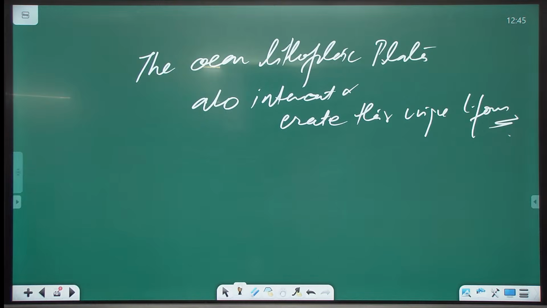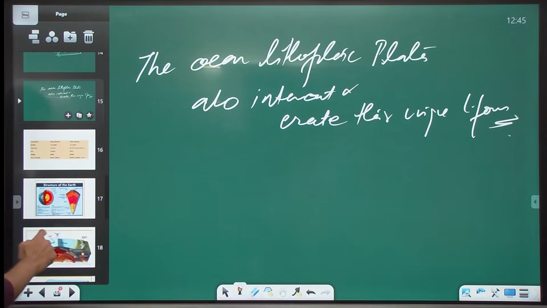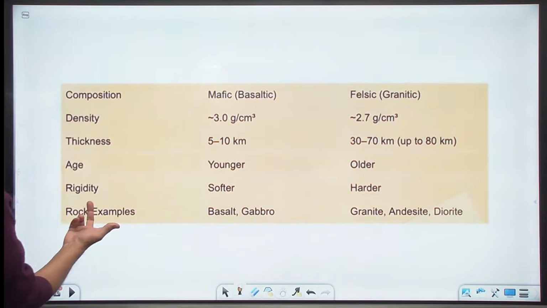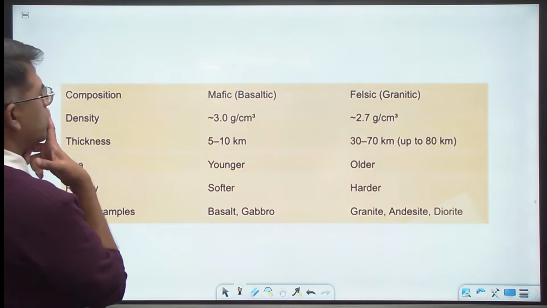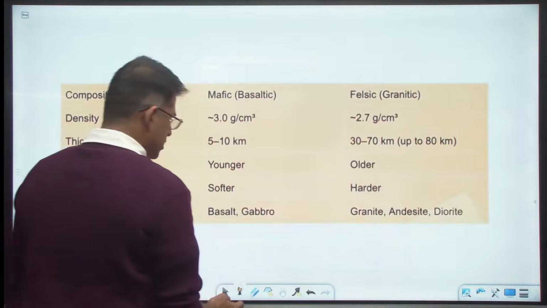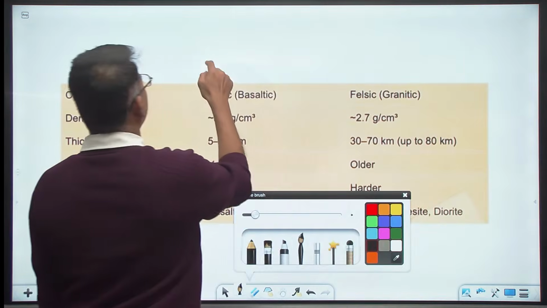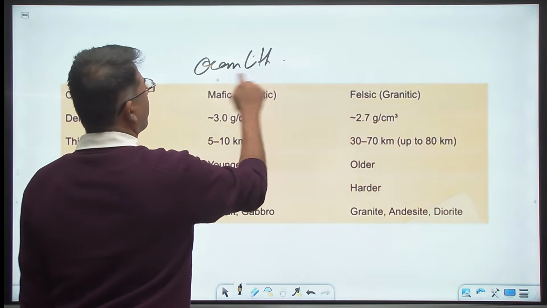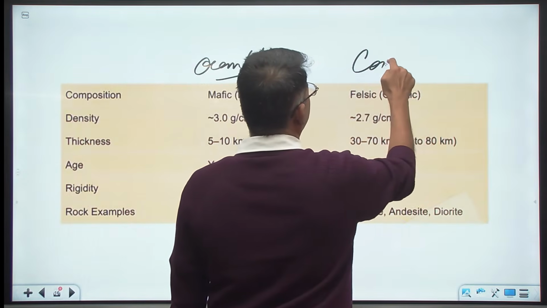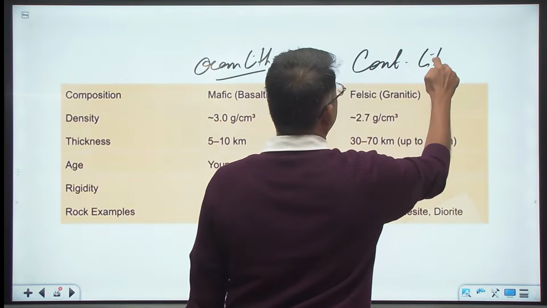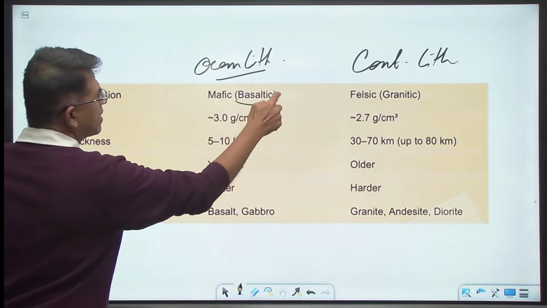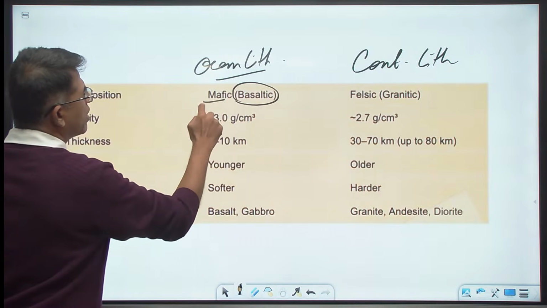So I wanted to come to this point. This is our most important point. So if you see the diagrams, okay, this is a summary. I think you have got it right. This is the ocean lithosphere, and this is the continent lithosphere. Oceans are basaltic. I've used a word called mafic.